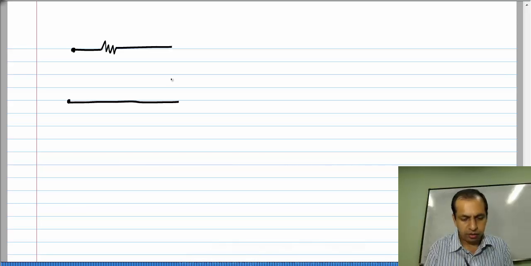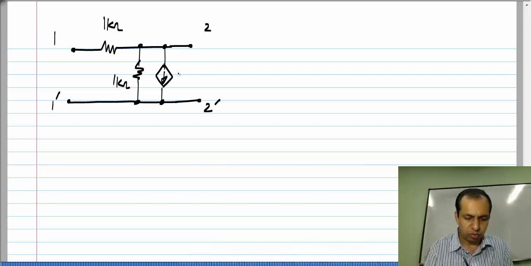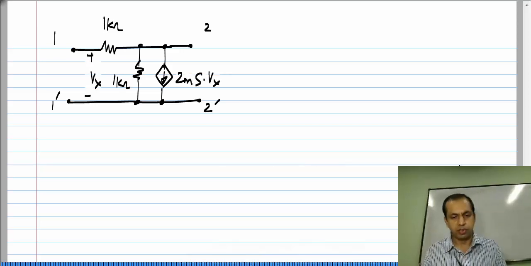Now, let us make the circuit slightly more complicated by adding a control source. Again, I will take the exact same example I took earlier, so that you can relate different parameter sets for the same circuit. Port 1, port 2, 1 kilo ohm, 1 kilo ohm and 2 millisiemens. So, I will go through this analysis quickly, because circuit analysis by now is familiar to you. So, you can work this out yourselves and compare your answers to what I derive.